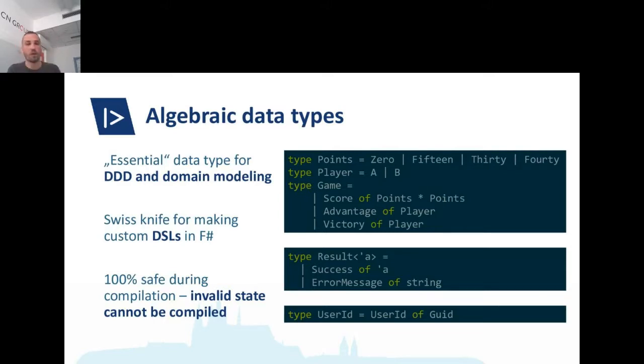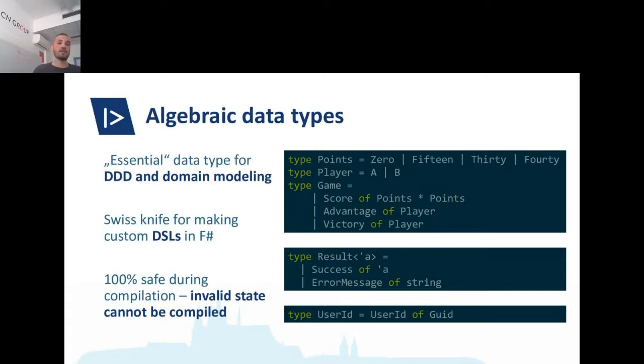And of course, for advantage, I cannot put there a tuple of points because advantage, in this case, needs a player. So it's really, really nice stuff for domain-driven design, for domain modeling. When you define some states or results, for example, you can define a result, you see it here as a success of some generic type or an error message of string. It's what is really, really cool.